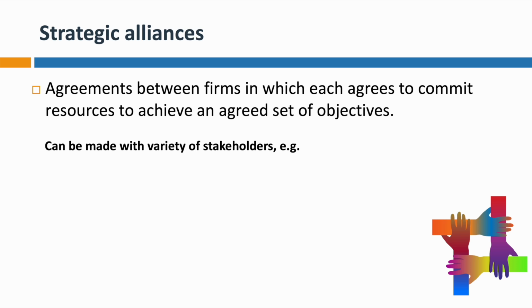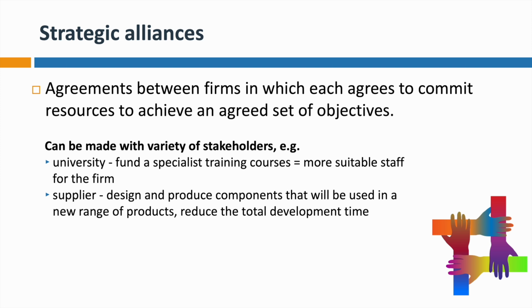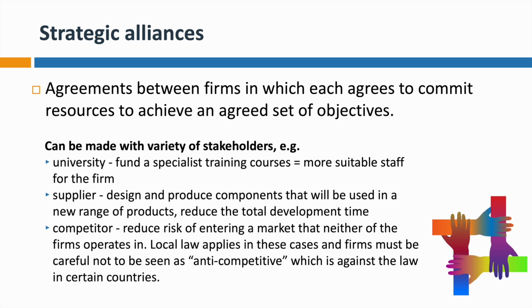Very often you can create a strategic alliance with a variety of stakeholders. For example, a university. A business might cooperate with a university to train their staff, to create some specialist training courses. It might cooperate with a supplier to design and produce components that will be used specifically by the business. You might even cooperate with a competitor.